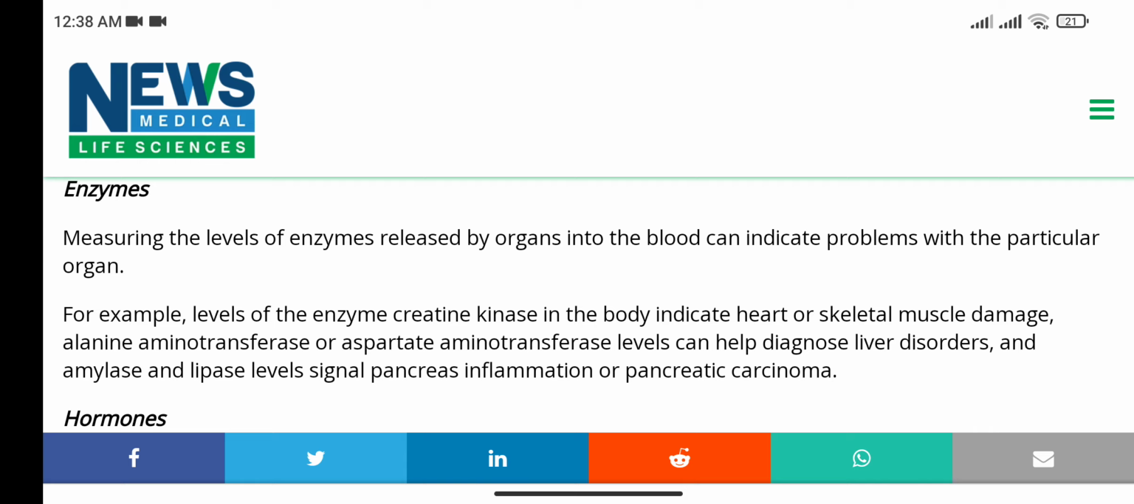Enzymes. Measuring the levels of enzymes released by organs into the blood can indicate problems with the particular organs. For example, levels of the enzyme creatine kinase in the body indicate heart or skeletal muscle damage. Alanine aminotransferase or aspartate aminotransferase levels can help diagnose liver disorders, and amylase and lipase levels signal pancreas inflammation or pancreatic carcinoma.